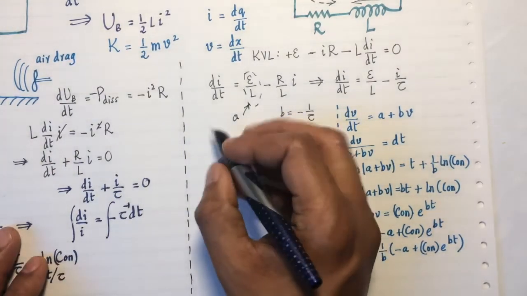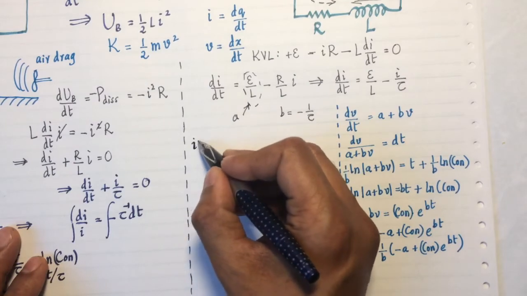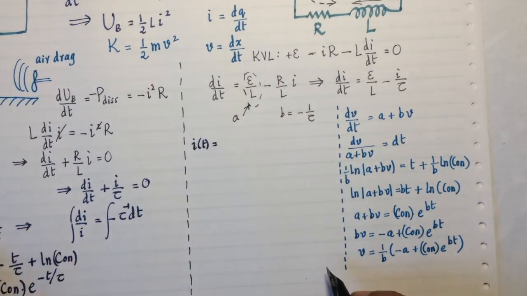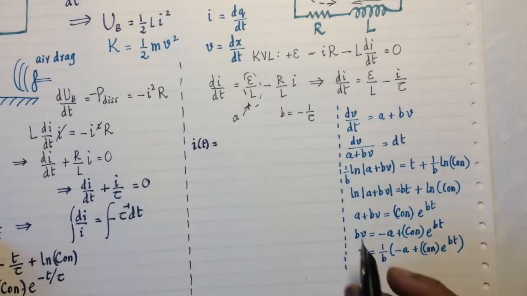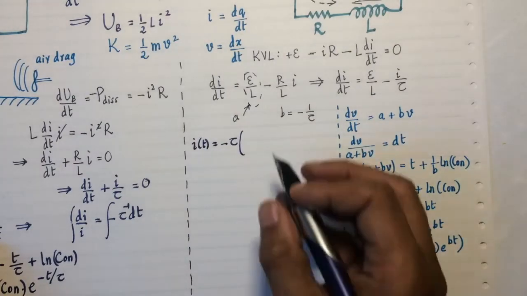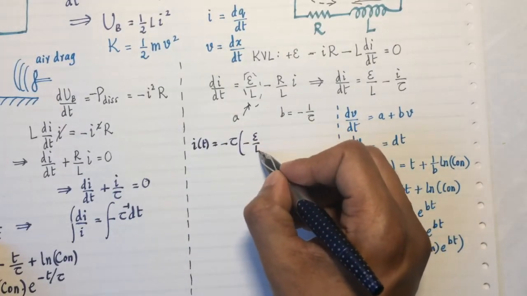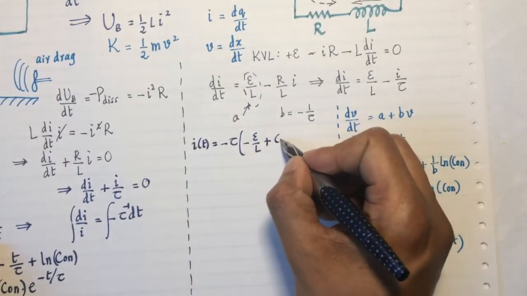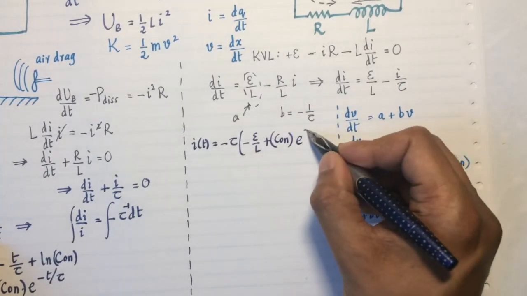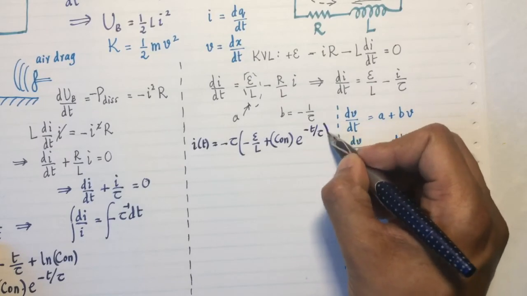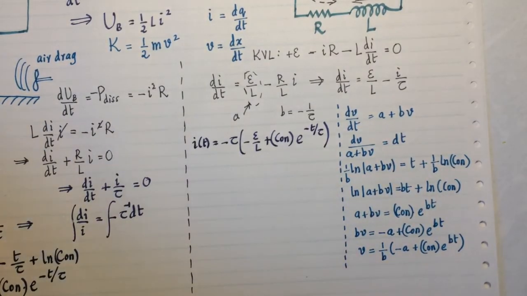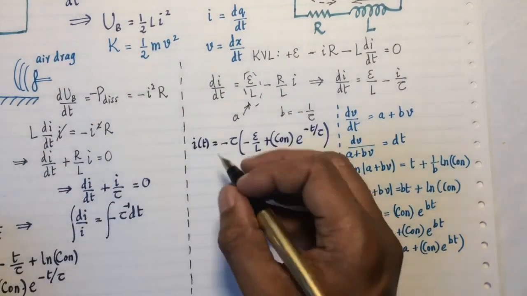So once you have made the one-to-one correspondence, I can just simply write my solution. My solution is the current as a function of time is equal to 1 over b, which is negative tau, times negative A, which is negative E over L, plus con e to the bt, which is e to the negative t over tau. Everything looks great except for this ugly looking con. So let's dispense with it by doing our initial conditions.